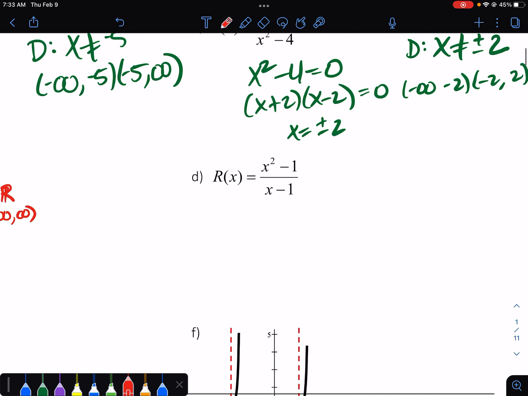If we look at this one, we have x minus 1, which is linear, so I do x minus 1 equals 0, so I'm going to add 1 to the other side. So x is 1, so that means that our domain is x cannot be 1.